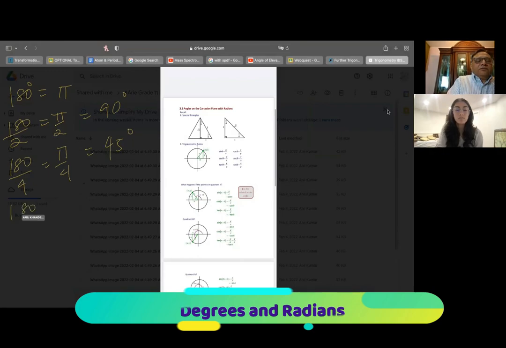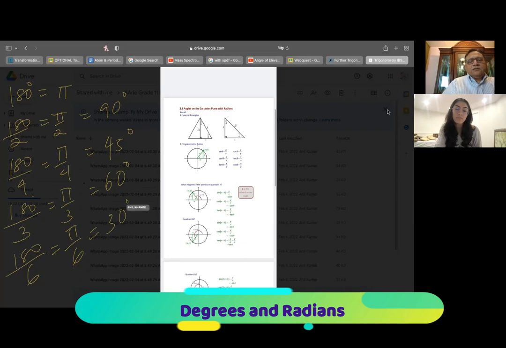If I divide 180 degrees by 3, then I have to divide pi by 3, of course, and 180 divided by 3 is 60 degrees. And if I do division by 6, in that case, I get pi by 6, which is 30 degrees. Does it make sense to you? Yeah, that makes a lot more sense. How easy it is? Simple as that. You just need to divide it. That's it.